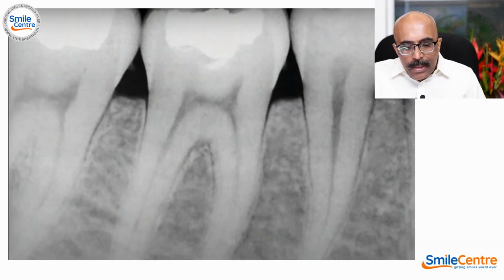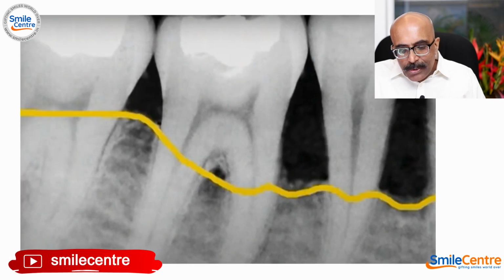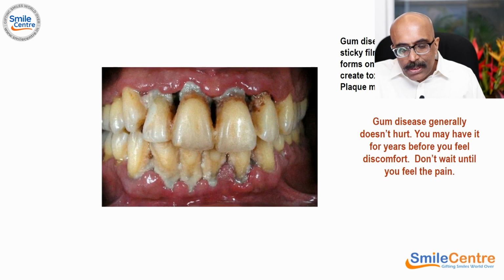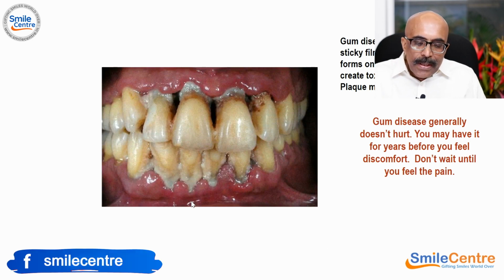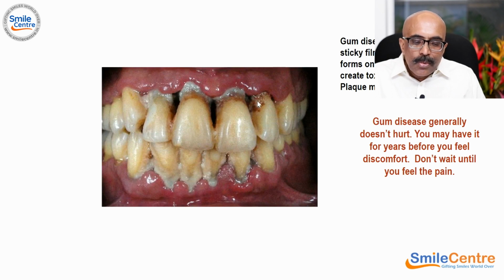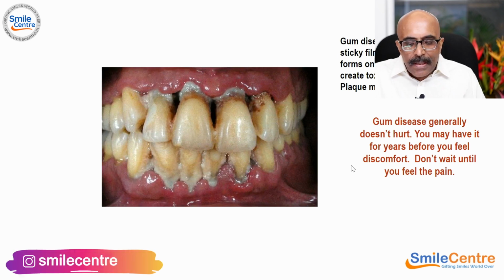So this is how gum disease progresses. You can see the various stages of gum disease and finally how bone loss happens. And this is a situation where there is very severe gum disease, the tooth necks are all exposed and it is very badly infected.